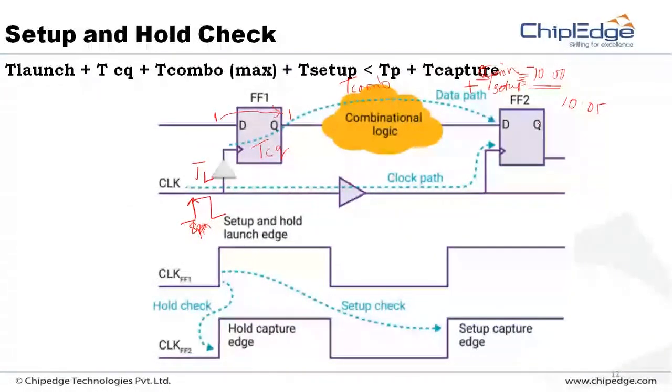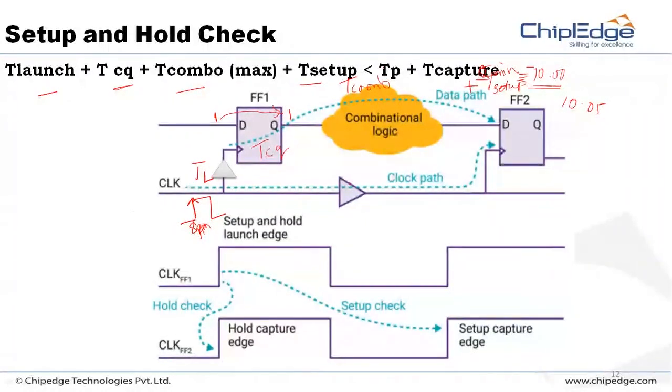So for that, the expression. As I explained, the T launch, TCQ, T combo, the combination circuit, and T setup, all put together should be like 10 o'clock. How much should it be?